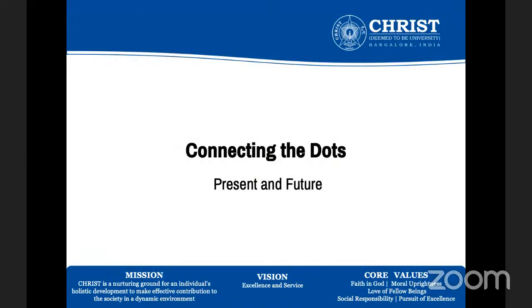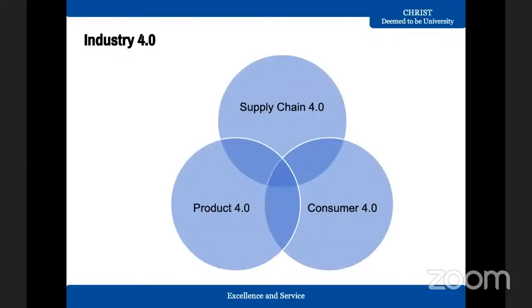And till now, we have seen past and present. Now we are going to see present and future, how we are going to connect the dots. It is very simple. Through Industry 4.0, we are going to connect present and future through these 3 paradigms: supply chain 4.0, customer 4.0, and product 4.0. So these are the future terminologies we will be coming across in the near future.